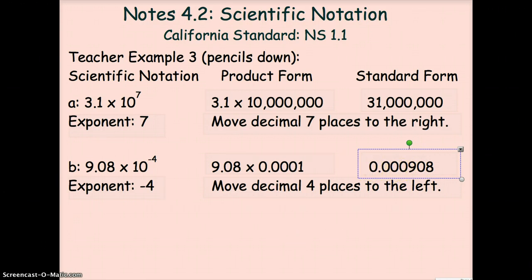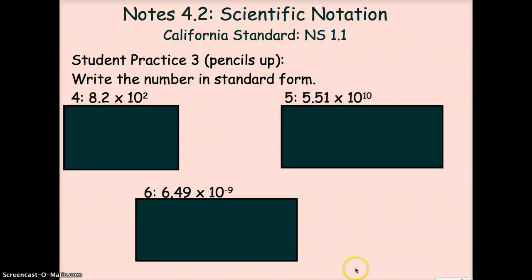Okay, so let's go ahead and have you try that out. Write the number in standard form. Again, be careful on number 6, because it's got a negative exponent, you're moving it the opposite direction.